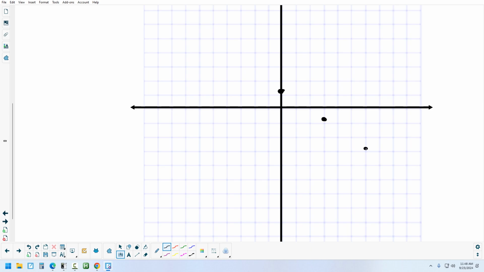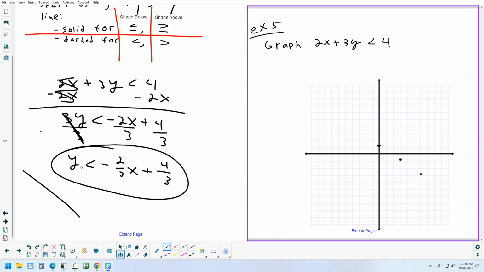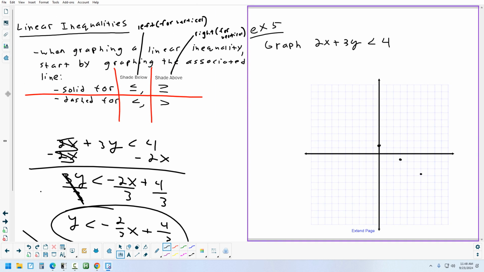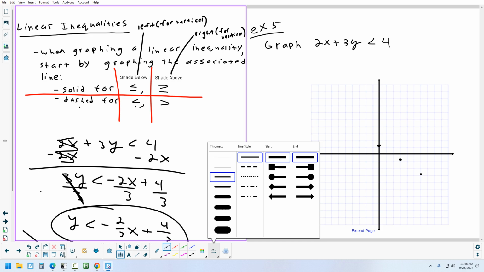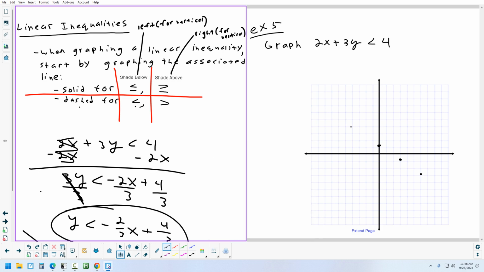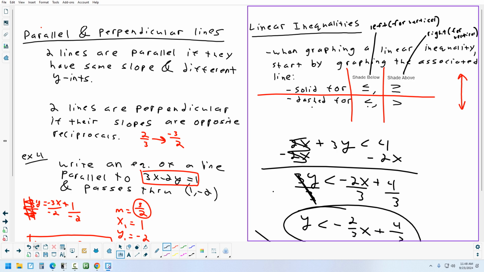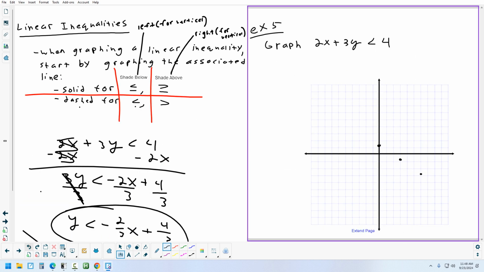Good enough. Okay. Now, when I draw this line, should it be a solid line or a dotted line? Yeah, this is going to be dotted because it has a less than. Less than is the dashed, the dotted line. Okay, so I'm going to get my line, make it dotted. That didn't do what I wanted. Let's try again. That'll work. About like that. Close enough. Okay, so there's my dotted line.